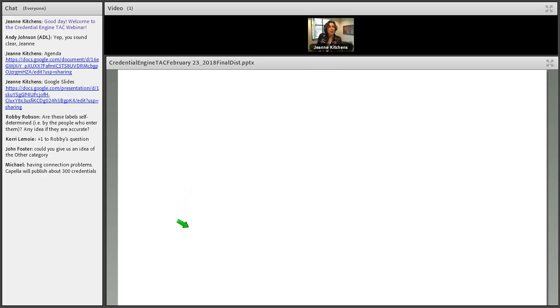Next week we have our next application showcase. If you haven't registered for that, please do. It will feature LRNG and NOCD, and it will go over a couple of examples of how they see integrating data from the Credential Registry with their applications for their customers.